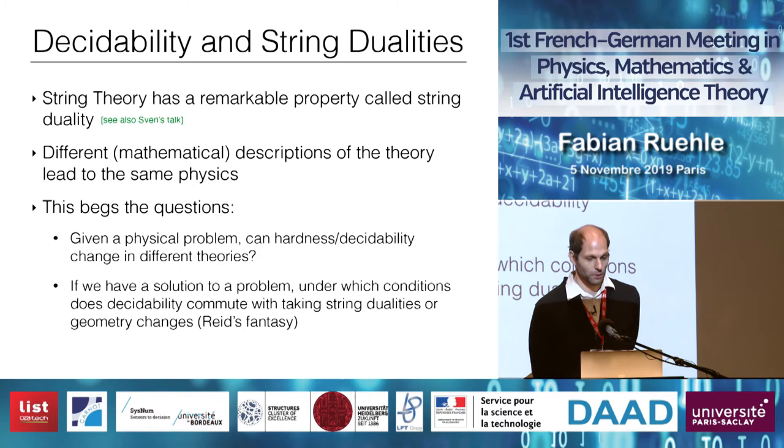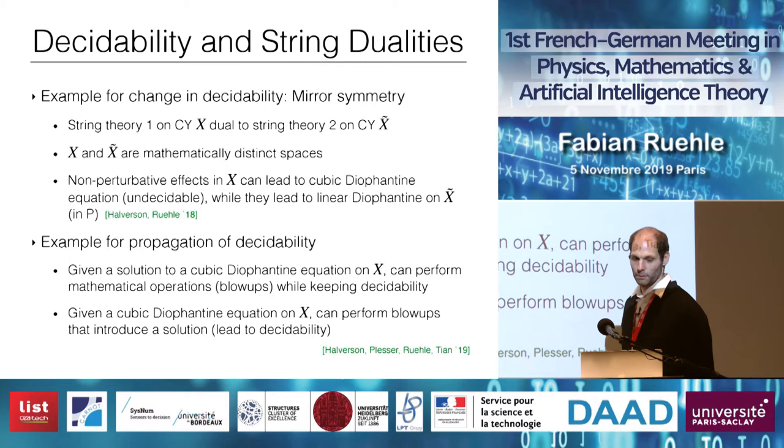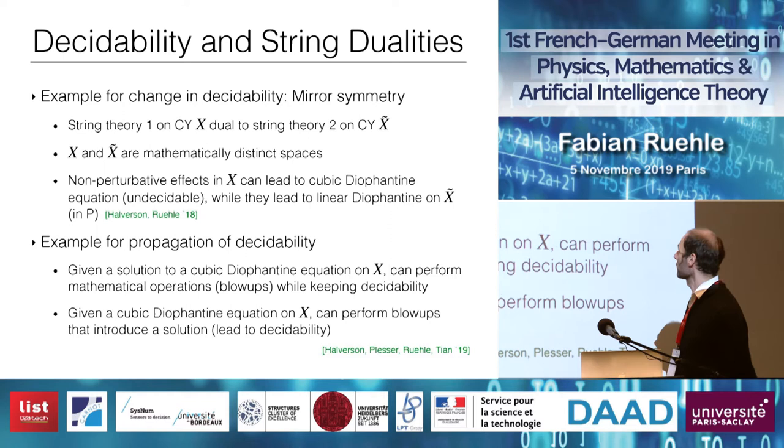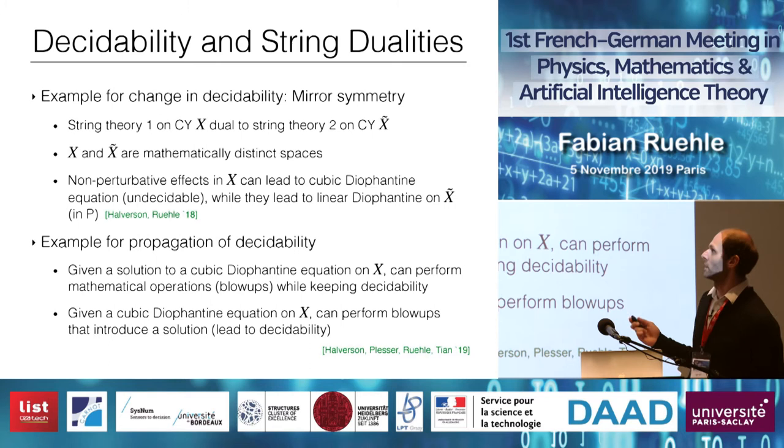So one example for the change in decidability is a symmetry in string theory that's called mirror symmetry. If you have string theory on some Calabi-Yau X, this can be dual to another string theory on another Calabi-Yau manifold. These are mathematically distinct objects. They are related by this duality transformation, but they are distinct.